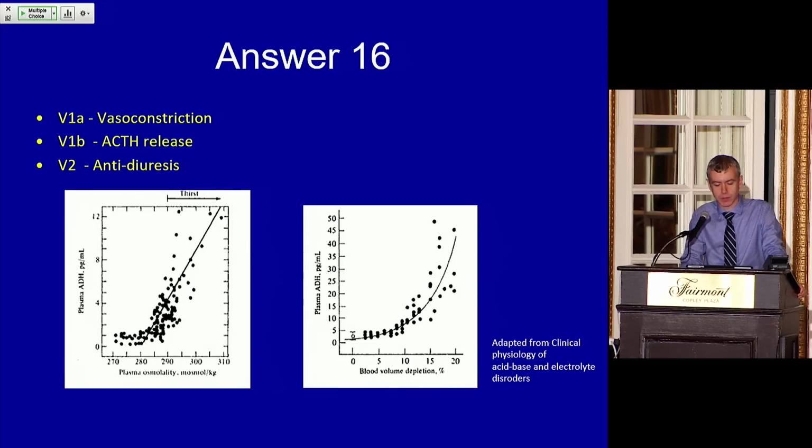Reminding ourselves of the V receptors, we've got V1A responsible for vasoconstriction, V1B for ACTH release, and V2 for antidiuresis. And when you look at the plasma ADH or vasopressin levels in response to changes in plasma osmolality, you can see this relatively linear association, such that as the plasma osmolality increases, the plasma ADH level increases. Whereas if you have relative volume depletion, rather than a linear pattern, you see almost this exponential curve. So as you go from 5 to 10 to 15% volume depletion, you get this marked rise in plasma ADH levels. And probably the most profound thing to look at here is the units of the y-axis. So here it's from 0 to 12, but here it's 0 to 50.